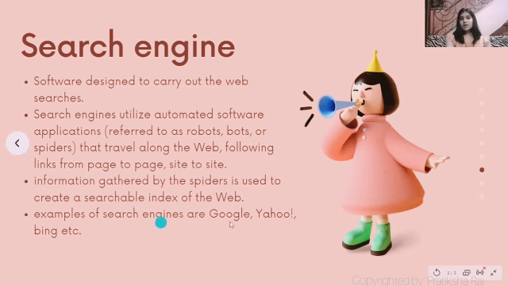Examples of search engines are Google, Yahoo, Bing, etc. So these are the various search engines that you usually use. Google and Bing are the most reliable search engines that you can use, as their algorithms and their sites are very updated, so you can rely on the information more as compared to other search engines.